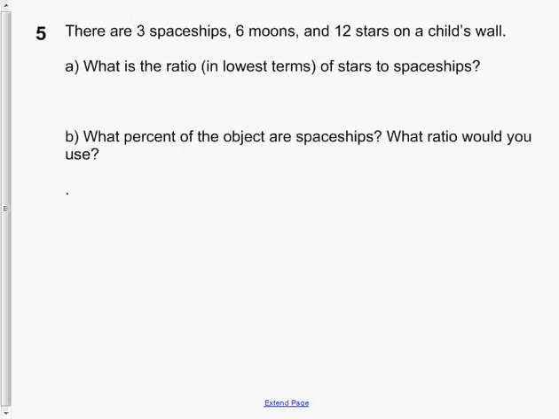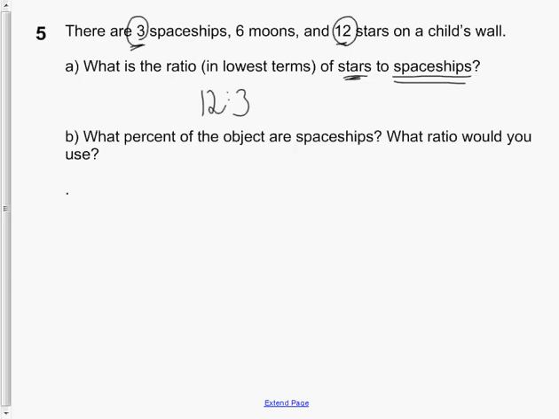Question 5 is our first question that's not true or false. It says there are 3 spaceships, 6 moons, and 12 stars on a child's wall. What is the ratio in lowest terms of stars to spaceships? Stars to spaceships. So there's our stars right there, there's our spaceships right there. So if I was making it, stars has to be my first term of my ratio, and spaceships has to be my second. You can't switch them just because 3 is first here and 12 is here. You have to keep it in the order that the ratio describes.